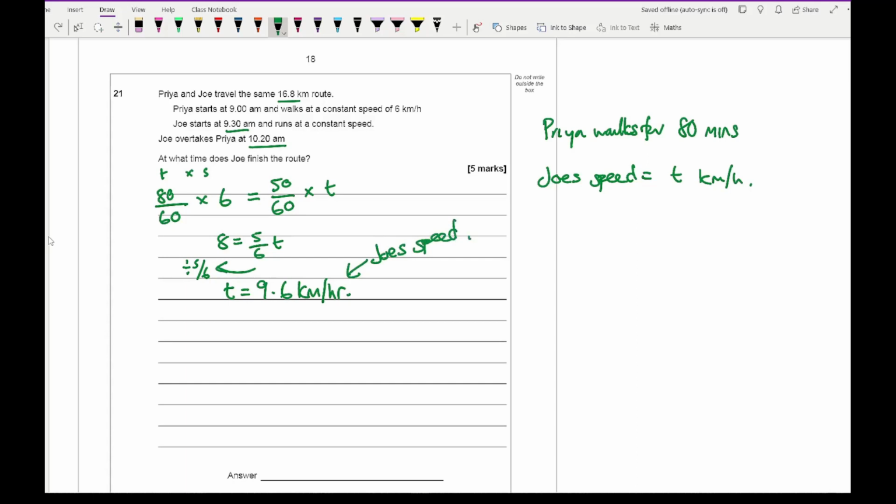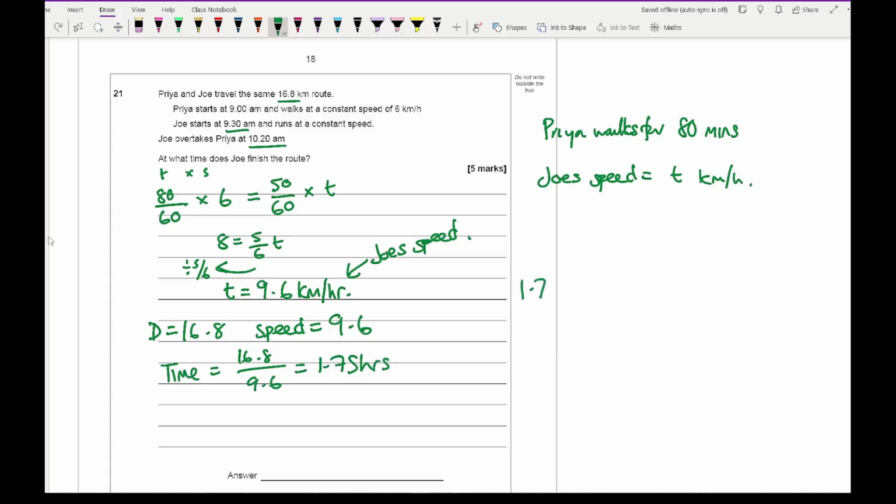So now that we know what Joe's speed is, what we can then do is work out his time. So the distance is 16.8, the speed is 9.6. So now what we need to do is work out the time. So the time equals distance, which is 16.8, divided by 9.6, and that gives me an answer of 1.75 hours.